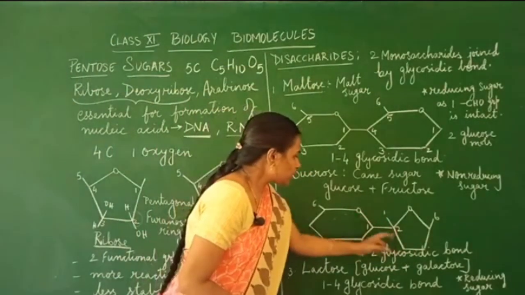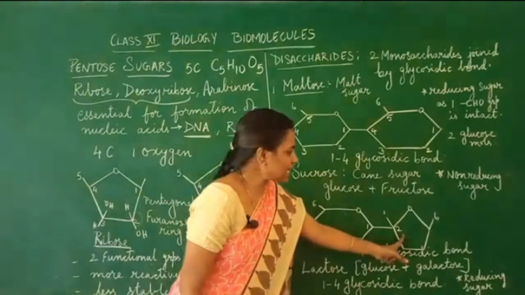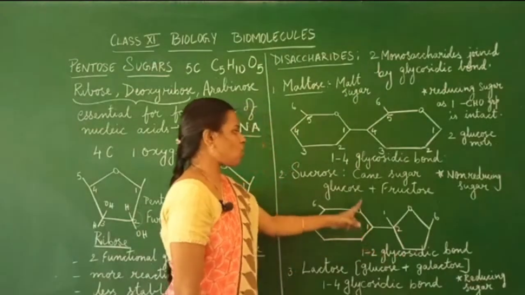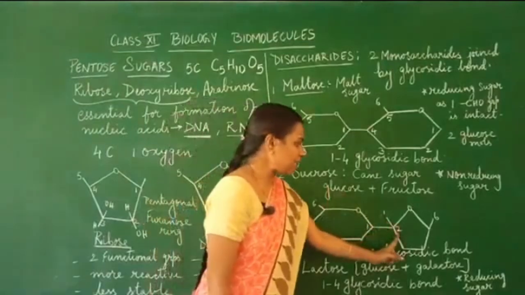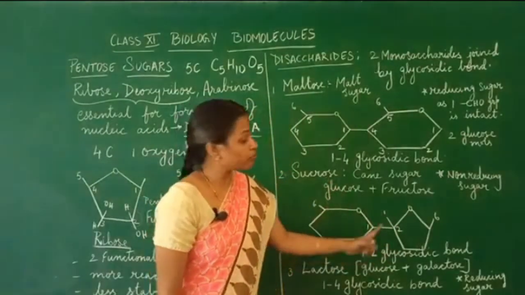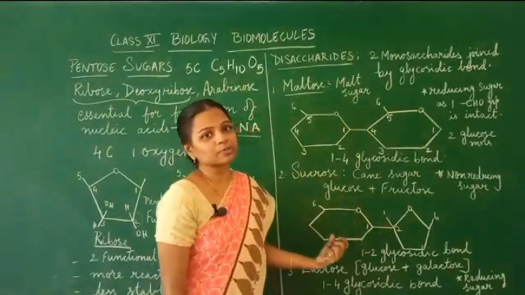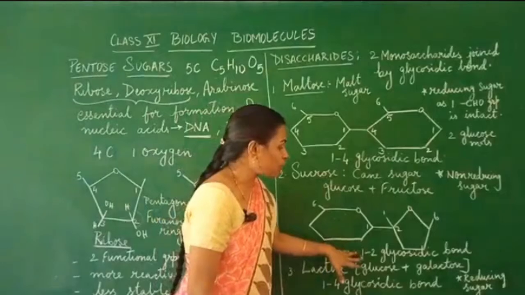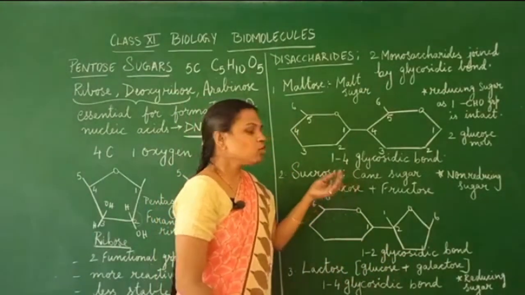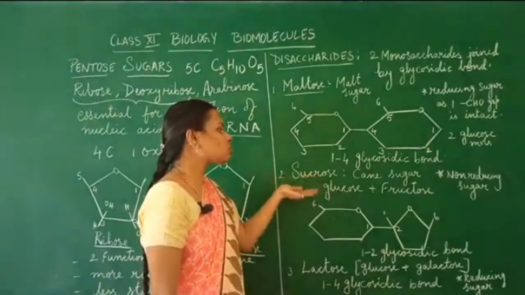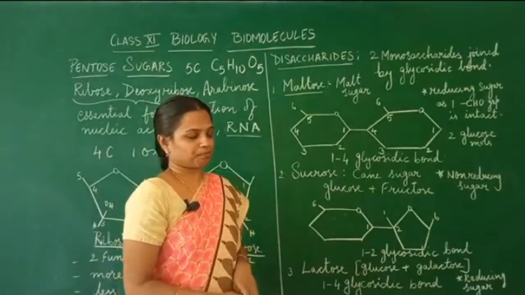Here you can see that the bond is formed between the first carbon atom and the second carbon atom. The first has got the aldehyde group, which is the functional group for glucose, and the second one has got the ketone group, which is the functional group for fructose. As both the functional groups have been involved in the formation of this 1,2 glycosidic bond, there are no free functional groups. So, the sucrose molecule is called a non-reducing sugar.